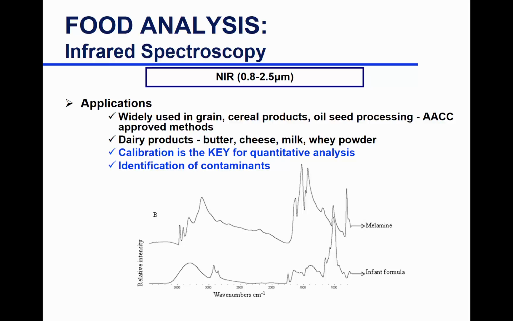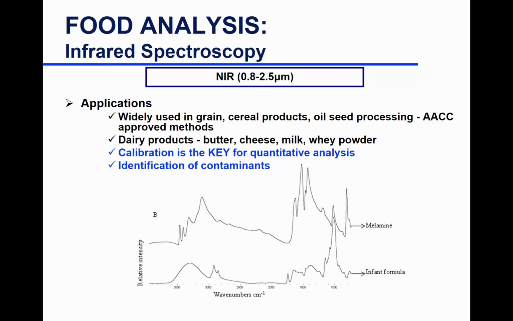So here's an example for applications. Near IR is widely used for grain, cereal products, oilseed processing, and some of these methods are actually AACC approved methods as long as calibration has been followed. And it's often used also for dairy products, butter, cheese, milk, whey. And we cannot emphasize enough the importance of calibration. If the instrument is not calibrated, you're not getting good results.